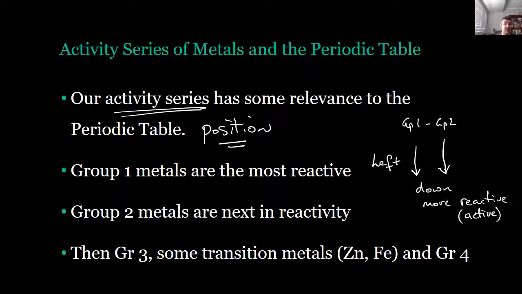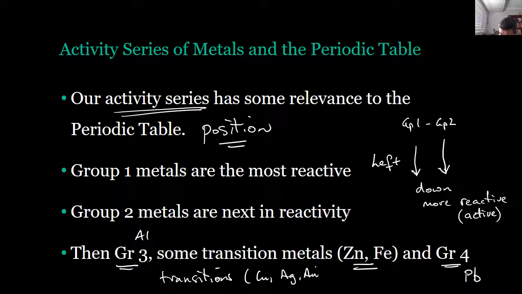After the group 2 metals, it starts to become a little bit harder to see the patterns. We have group 3 elements like aluminium. We have some transition metals like zinc and iron. Then we move on to group 4 metals like lead, and finally onto some more transition metals such as copper or silver or gold. So these are, I guess, a general order of how we can find the most reactive metals in the periodic table and whereabouts the more or less active metals sit.